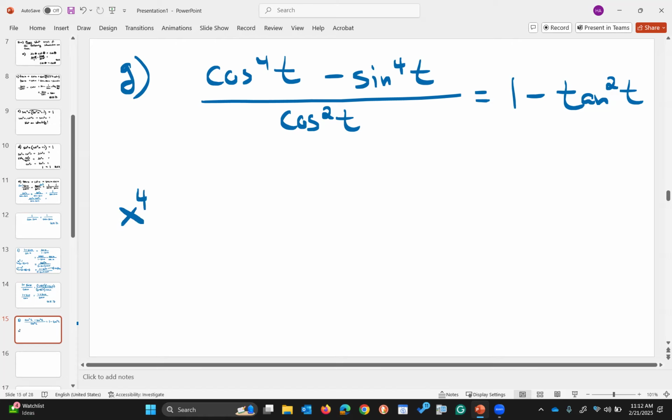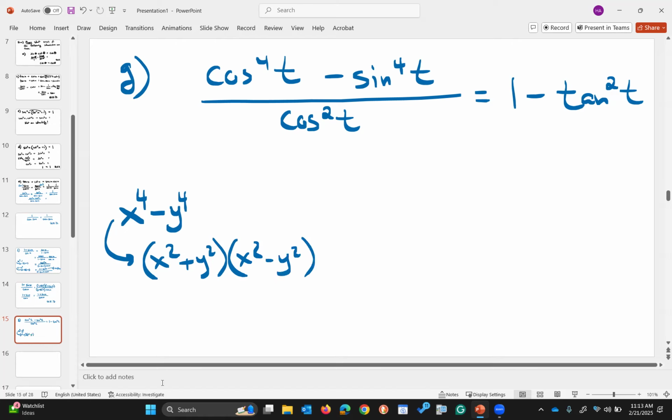What did you guys do in algebra when you had x to the fourth minus y to the fourth? What did that factor down into? It is just like x squared minus y squared, except because there's a fourth, you have x squared plus y squared times x squared minus y squared. So anything to the higher powers is just the lower powers squared. Cool. On top over here, running out of room already.